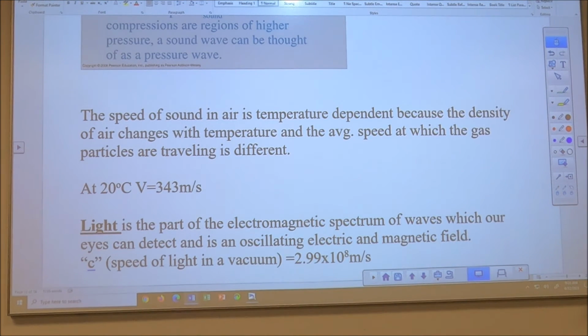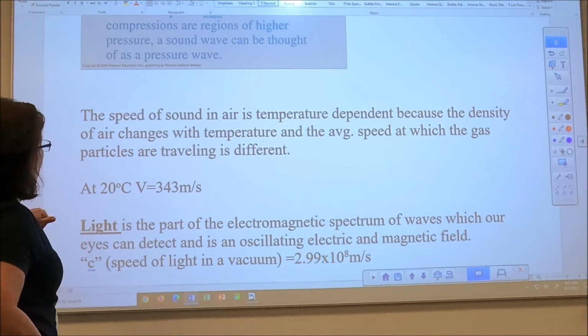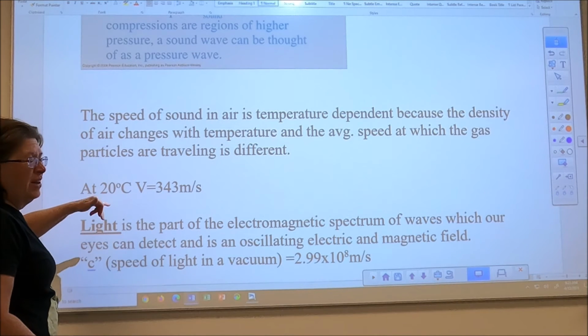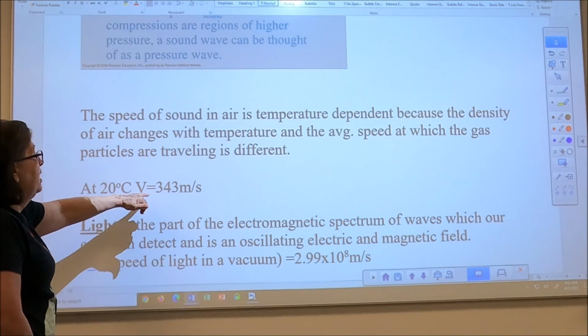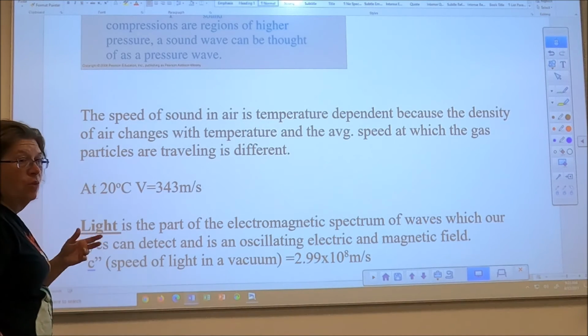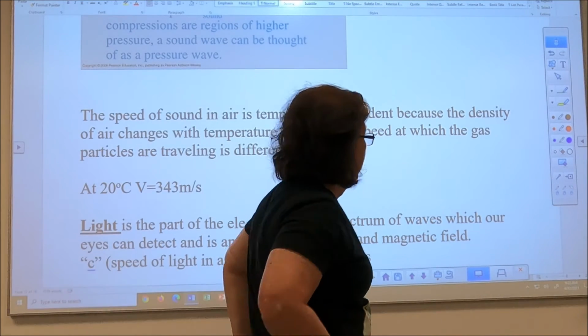Okay guys, I'm back. The speed of sound in air is temperature dependent because the density of the air changes. If the density of air changes with temperature, then the distance that things have to vibrate before they can pass the bounce on changes. So it also changes the speed at which the particles are traveling because we're dealing with a gas. Now, at 20 degrees C, which is around 70 degrees Fahrenheit, the speed of sound is 343 meters per second.